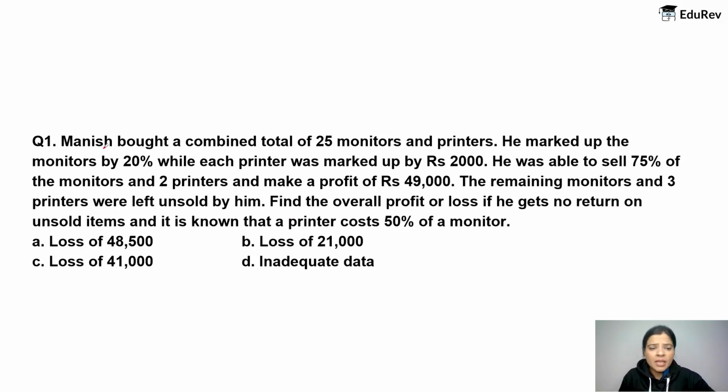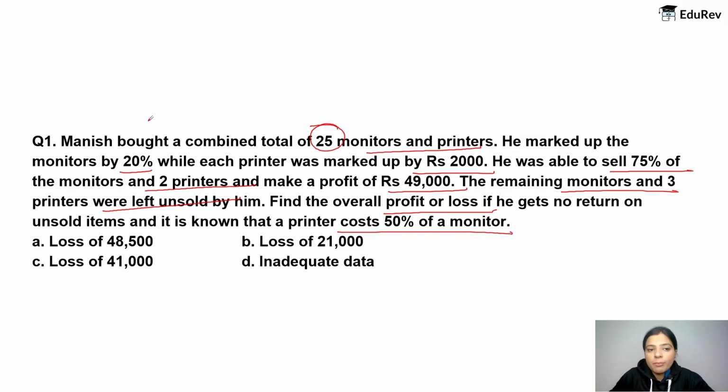Question says, Manish bought a combined total of 25 monitors and printers. He marked up the monitors by 20% while each printer was marked up by rupees 2000. He was able to sell 75% of the monitors and two printers and make a profit of 49,000. The remaining monitors and three printers were left unsold by him. Find the overall profit or loss if he gets no return on the unsold items and it is known that printer costs 50% of the monitor.